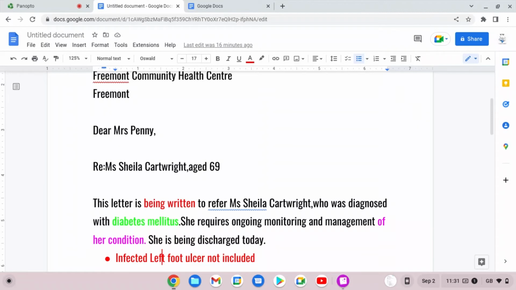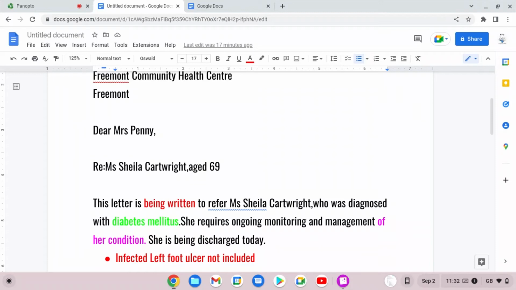You don't need to write it so complicated. You can make it as simple as that. Okay, so this letter is to refer Miss Sheila Cartwright, who was diagnosed with diabetes mellitus. But in the information, it is clearly given in the case note that she also has a small infected left foot ulcer. You should include that information as well, because the recipient wants to know all the medical needs and the social needs, and the patient's needs to be aware of.